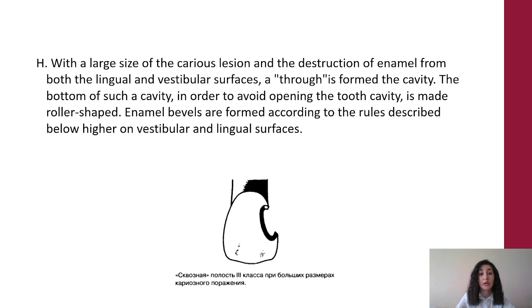With a large size of the carious lesion and destruction of enamel from both the lingual and vestibular surfaces, a through cavity is formed. The bottom of such a cavity, in order to avoid opening the tooth cavity, is made roller-shaped. Enamel bevels are formed according to the rules described above, on the vestibular and lingual surfaces.